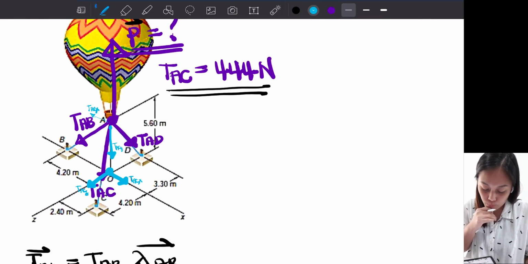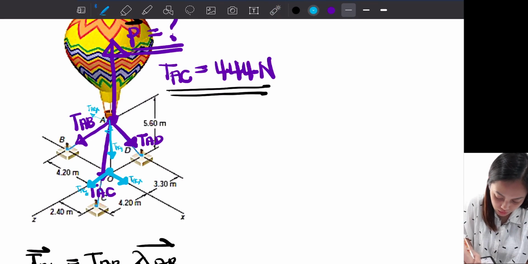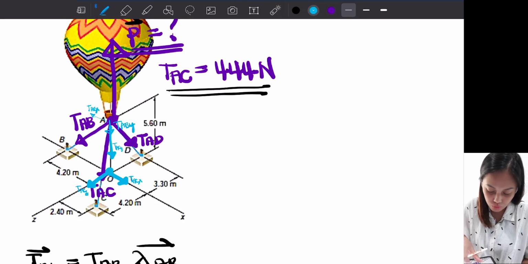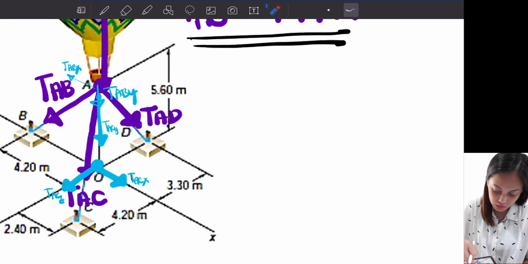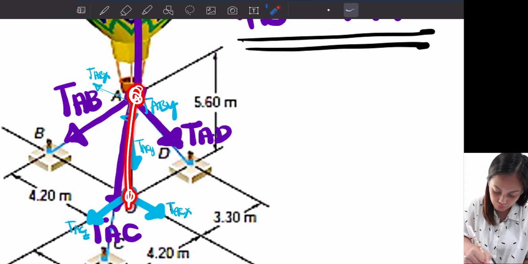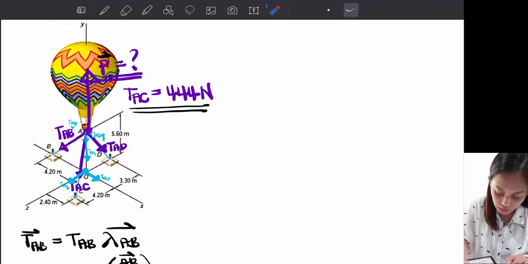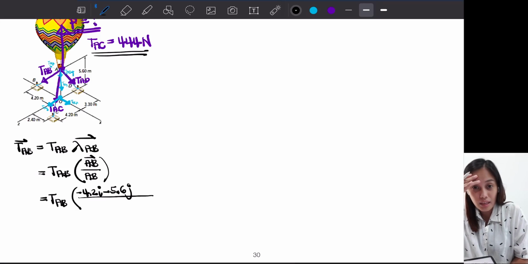TABX. How about TABY? Again, gikan sa point A, padulong sa point B, downward. So, ang iyahang TABY, downward, negative. Distance from point A to point B along y-axis is 5.6 negative. So negative 5.6 J. How about K?